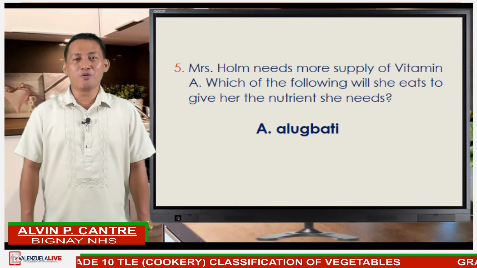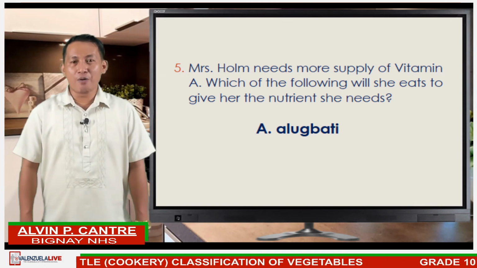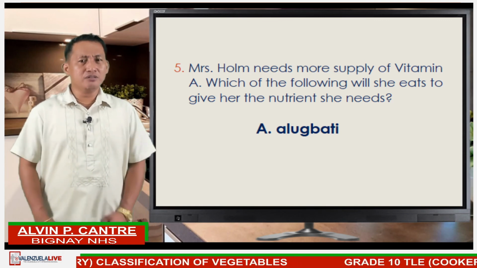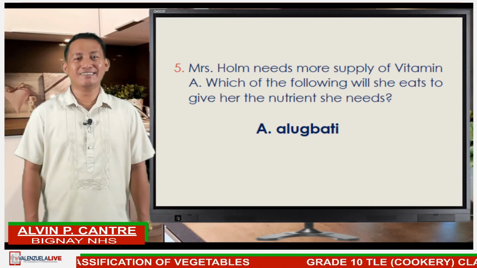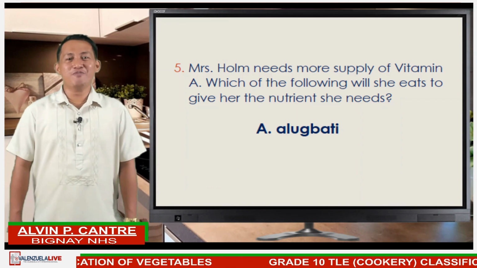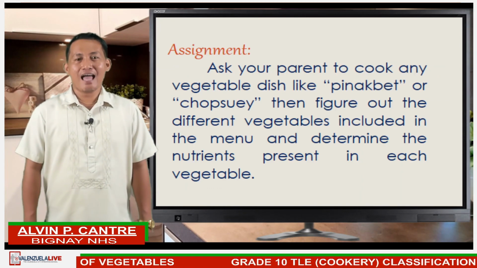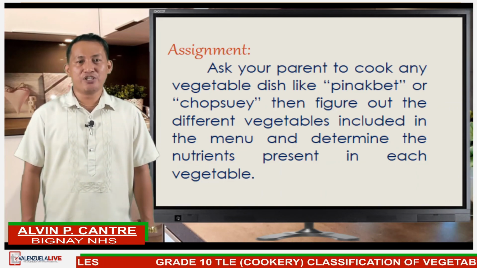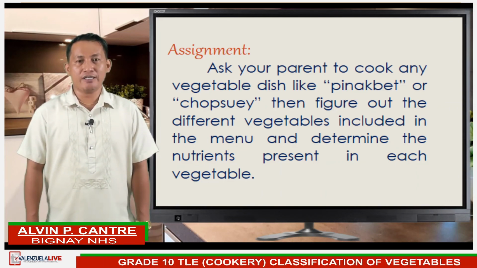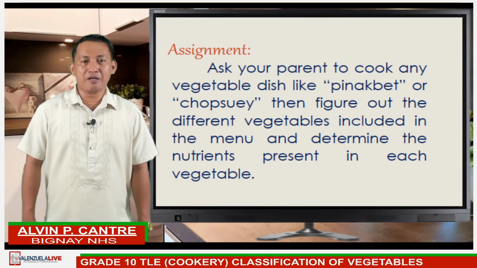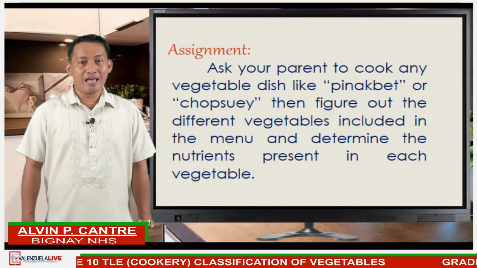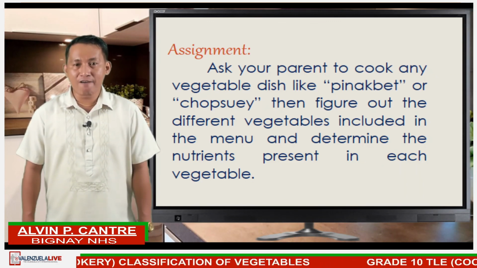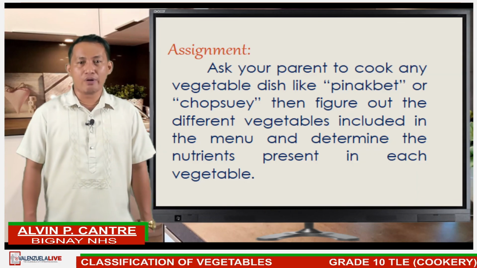Now, count the number of correct items over 5. If you got 5 over 5, then you are great. Very good. Keep up your good work. Now, for your assignment, ask your parent to cook any vegetable dish, like pinakbet or chop suey. Then figure out the different vegetables included in the menu and determine the nutrients present in each vegetable. It will be checked following the rubrics of scoring.